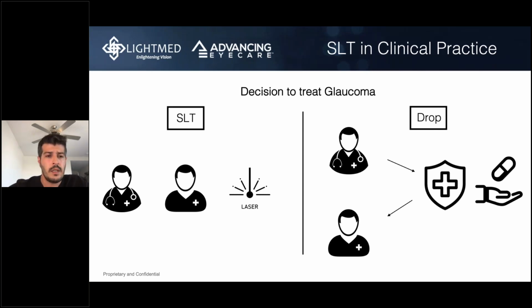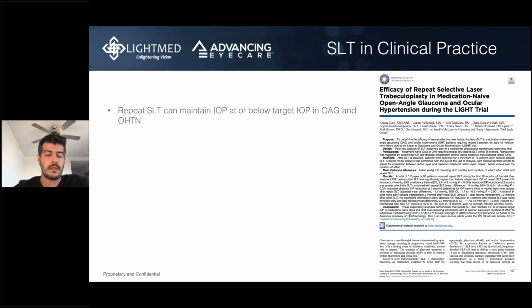Compare that with SLT. You're the doctor, you're in clinic, the patient's right there in front of you, and I have yet to have a case of SLT that was not covered by insurance, so almost always it is covered, and you're in control. You can make sure that the patient's in front of you, you do the treatment, you know how much you treated, and it's all documented and it all happens in your office. You have 100% control over this. And that's the most important thing when it comes to chronic disease management like glaucoma, having control over the treatment.